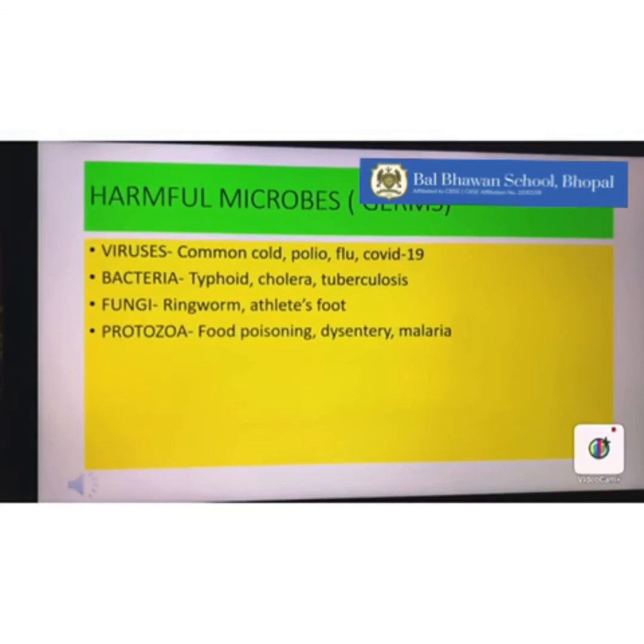Protozoans also cause diseases like food poisoning, dysentery, malaria. Malaria is a very common disease caused by a protozoan, and this protozoan which causes malaria lives in the body of a mosquito. And when a specific type of mosquito bites us, then this protozoan gets transmitted into our body, and in our body it causes malaria. So I hope you all have understood properly the uses of microbes and the harmful microbes. That's all for today.